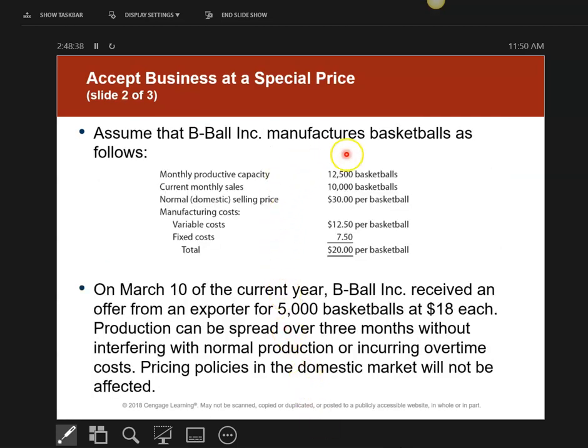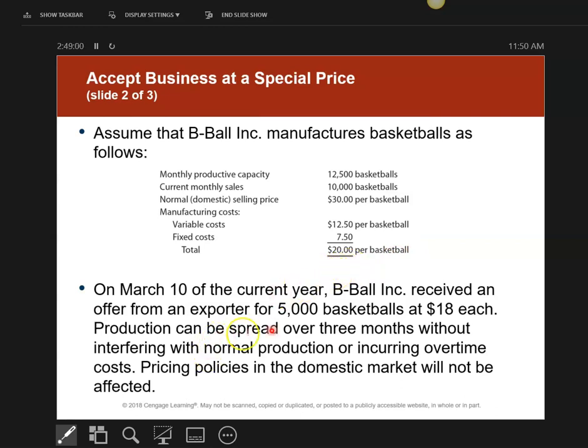Here's my information. I make basketballs. My capacity is 12,500 basketballs, but I'm only doing 10,000. So I'm under capacity, which is good. I sell them at $30 per ball. That's locally in the United States. And here are my costs, my variable and my fixed. So my total costs are $20 per basketball.